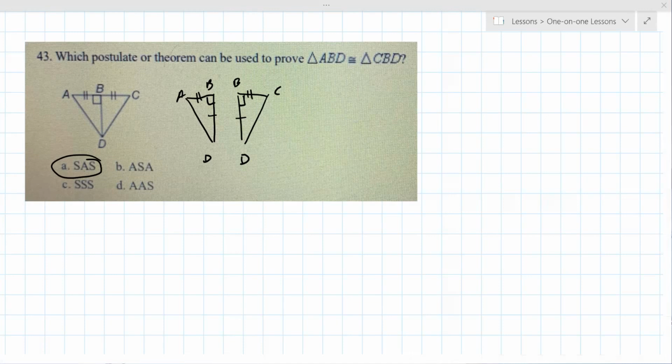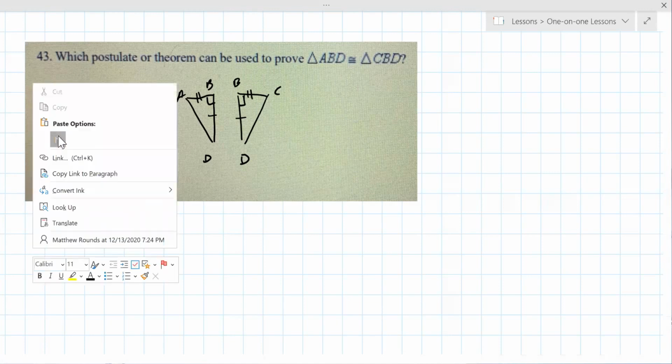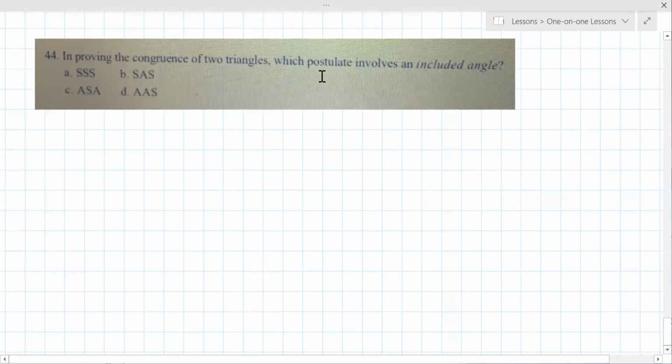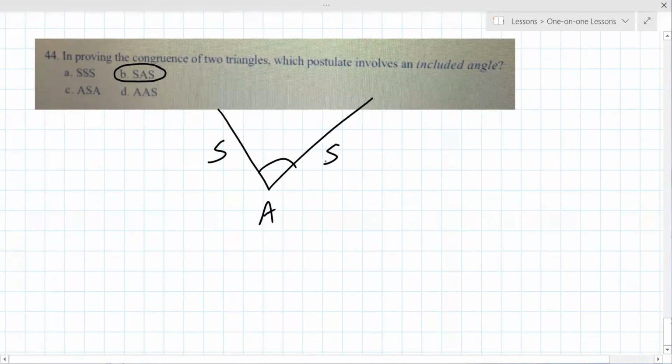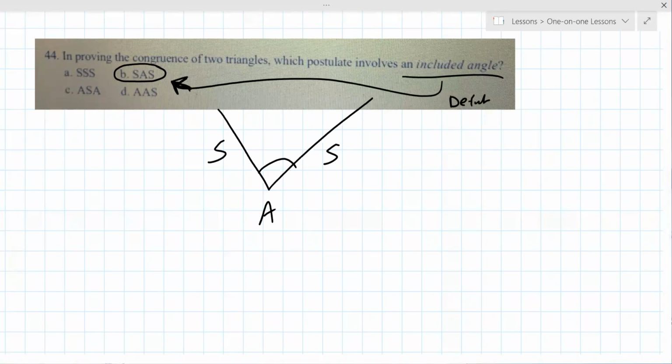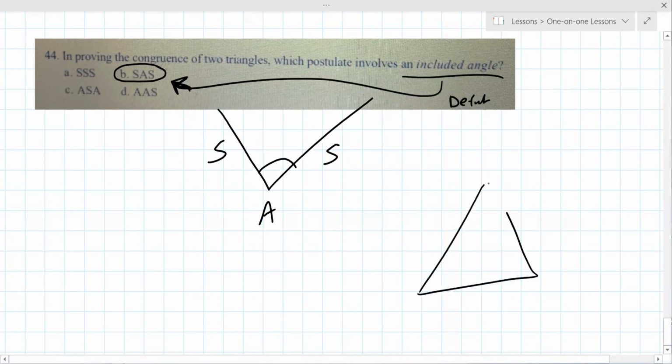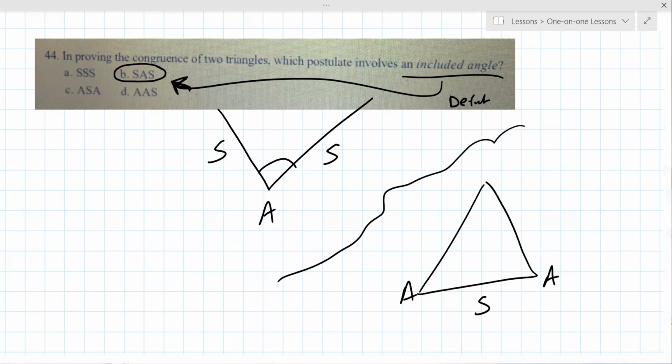Okay, 44. In proving the congruence of two triangles, which postulate involves an included angle? So the answer is this one. The side, the angle, and the side, it always has to be the included one. So this is like a definition. There's not really any explanation on that other than that. Like ASA would be an angle, a side, and an angle, so the side is between the two angles, but that's not what it's asking for here. All right, moving along here.